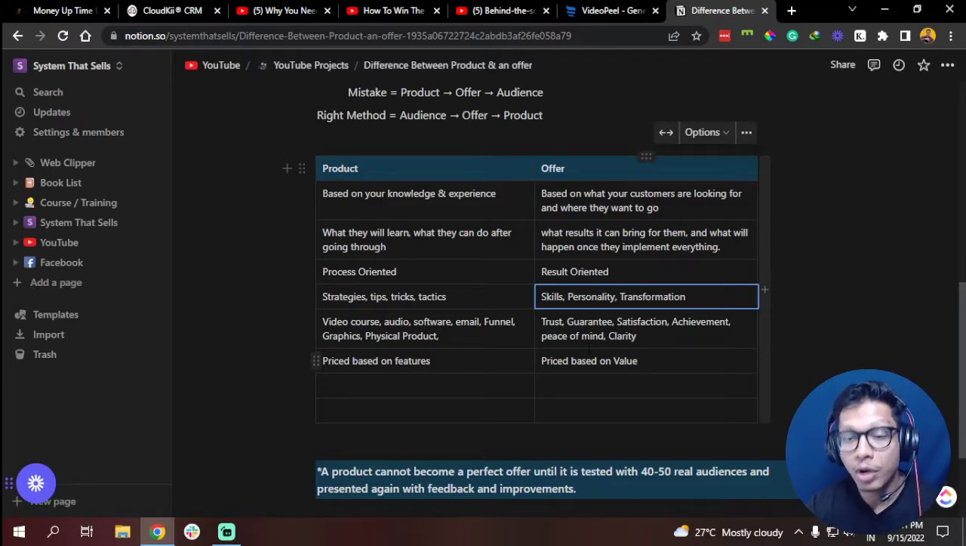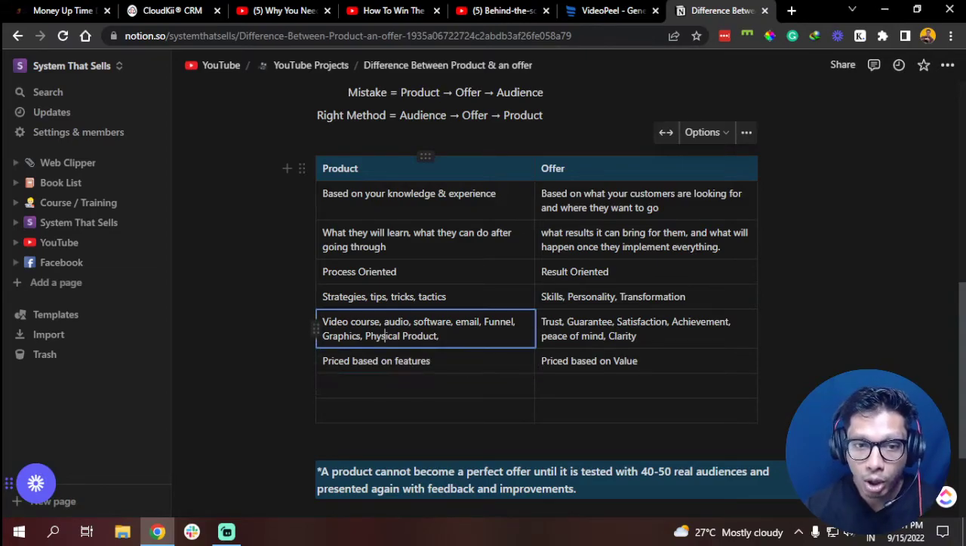So this is the kind of transformation that you can help them get in their life or business. These are the things that you need to tell them whenever you're making an offer. So this is the difference between a product and an offer, and these are the different things that you need to offer to them.